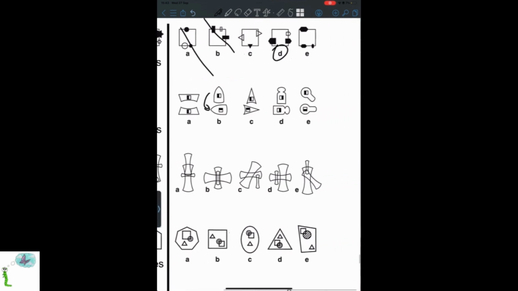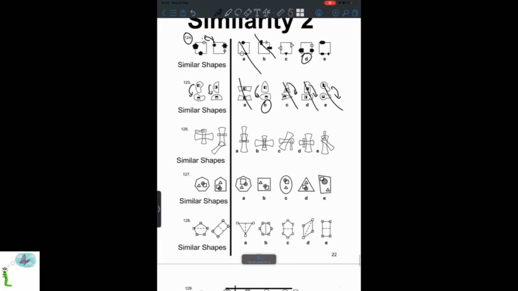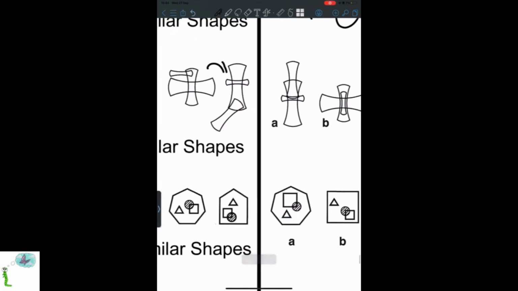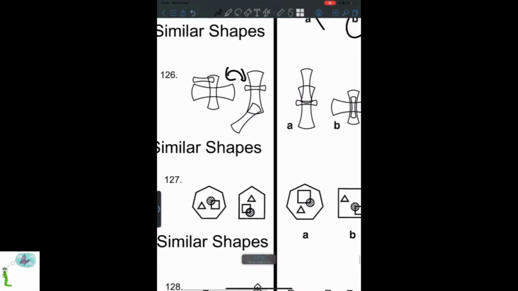Okay, so cross that out. That's rotating the wrong way. So cross that out. That's rotating the wrong way. Oh, so we've already just got the answer from that. Just look at the rotations, yeah. What's similar between these two? Question 126.